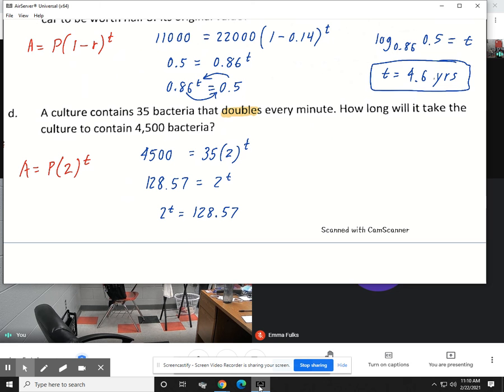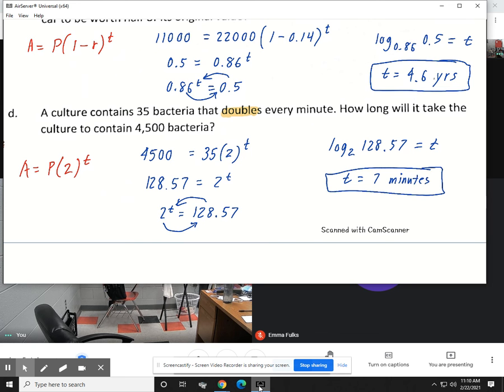So that becomes the base of my log. So log base 2 of 128.57, and that equals T. And I go one more time to alpha window number 5. So 7.006. So pretty much T equals 7. But it was 7 what? 7 minutes, right? Because that's what it says. It's doubling every minute. So 7 minutes. So there you have it. That's your notes for finding time.